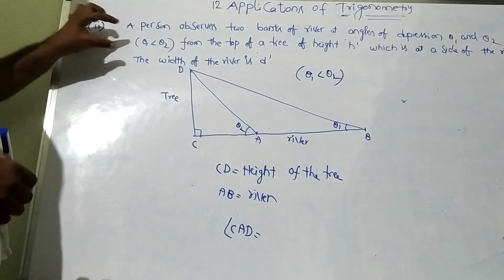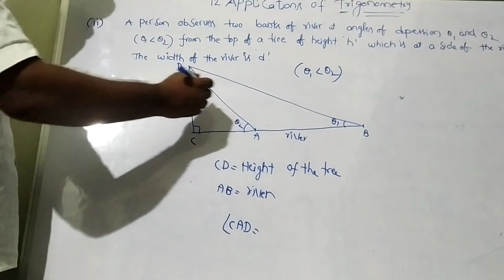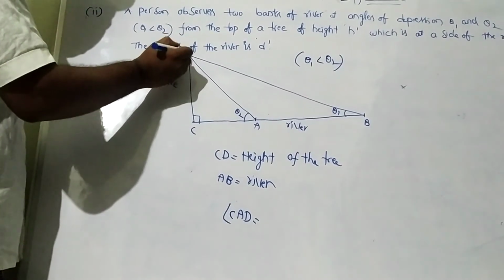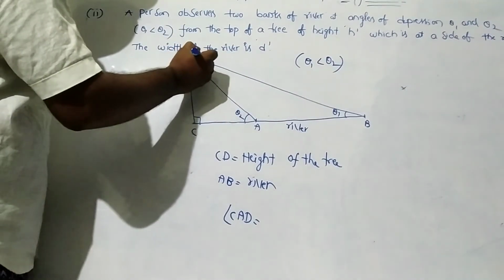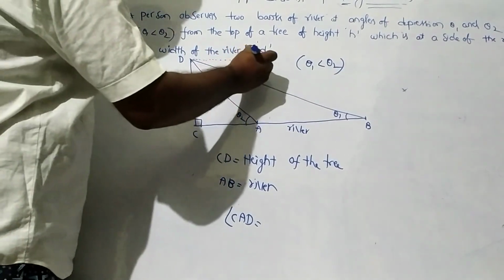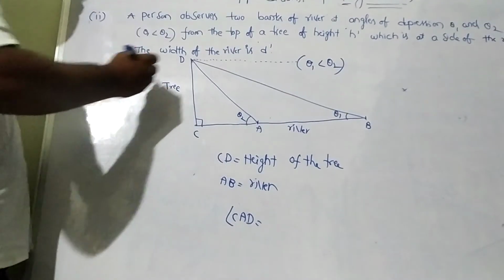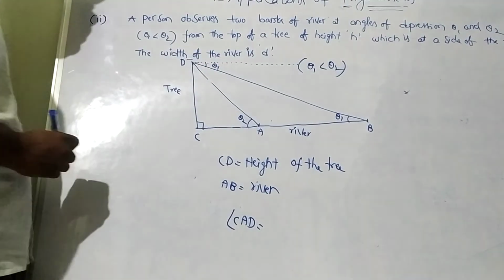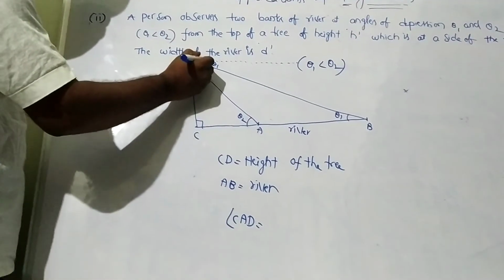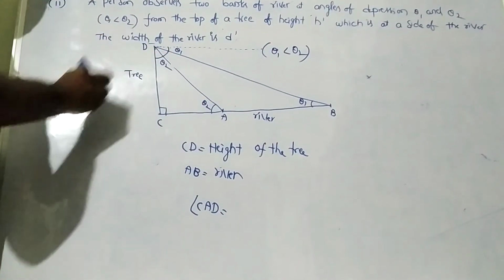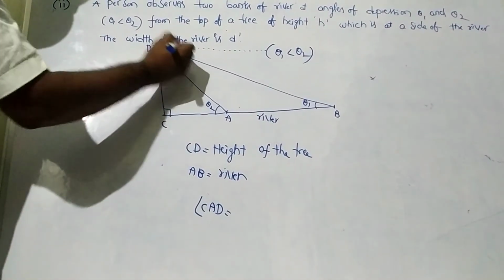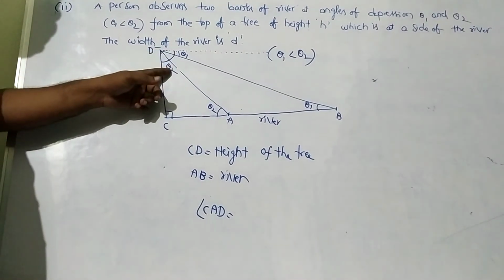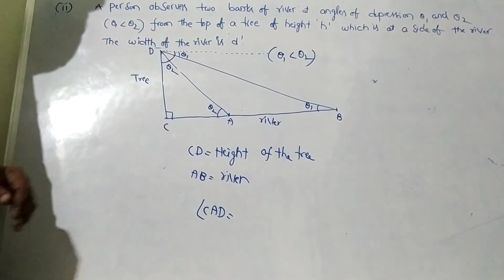Observe here, this is the angle of depression because the person is sitting on the topmost point of the tree. So here draw the horizontal line. This is the horizontal line. This is θ1, the angle of depression, and this is θ2. Both θ1 and θ2 are angles of depression.